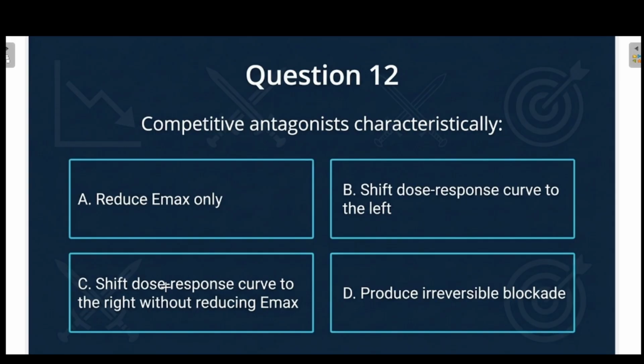Question number 12. Competitive antagonist characteristically: options are reduce Emax only, option B shift dose response curve to the left, option C shift dose response curve to the right without reducing Emax, or D produce irreversible blockade. So the correct option is option C, shift dose response curve to the right without reducing Emax.